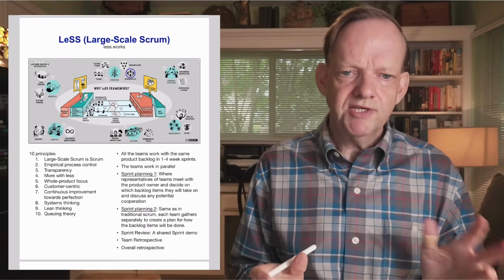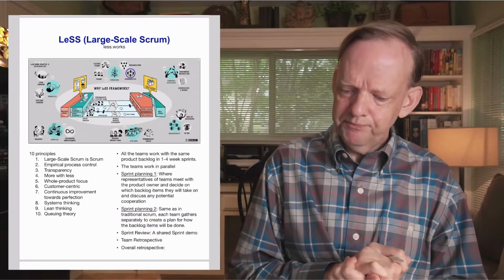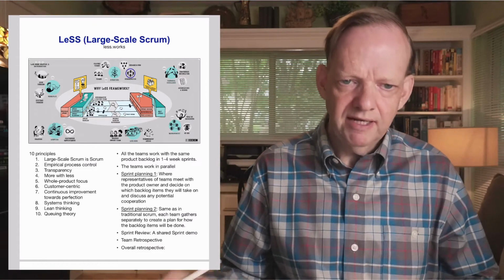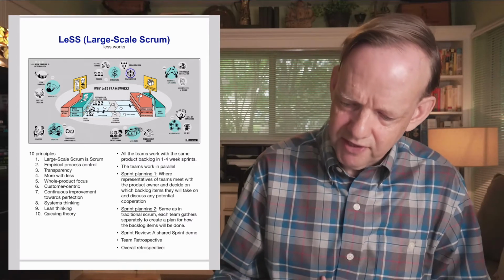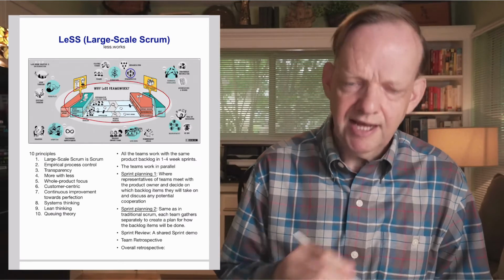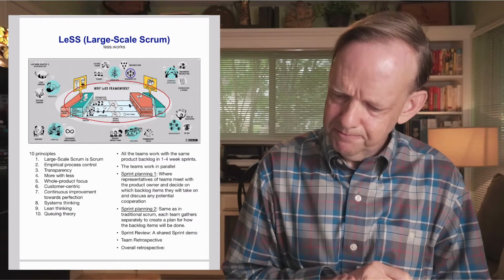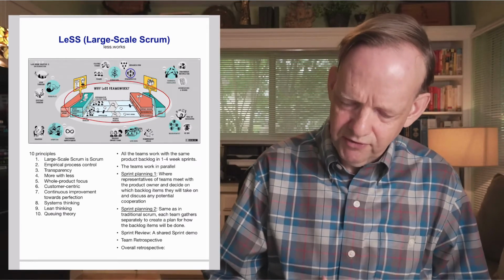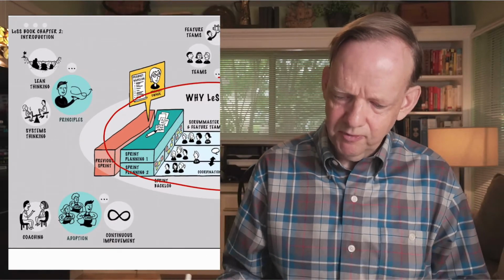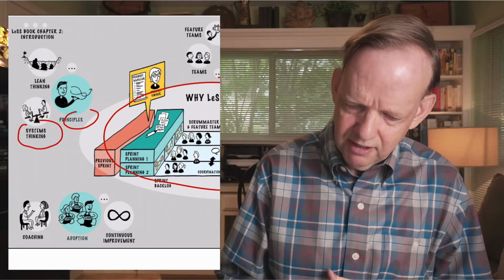The next one is LeSS, or Large-Scale Scrum. And this again has a diagram, an active diagram on the website. You can click on the boxes here in the words. It has basically Agile Scrum in the middle. And then these key things on the outside, like principles and systems thinking, etc., lean thinking.